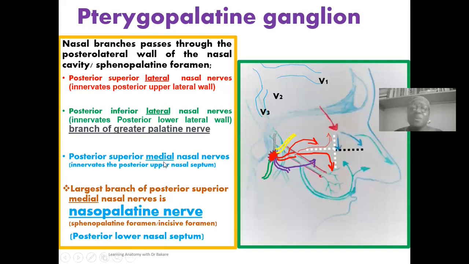So the posterior superior medial nasal nerve innervates the posterior superior part of the nasal septum, which is the upper region. The lower region will also be innervated by branches from the posterior superior medial nasal nerve. But it's going to be the largest of this group of nerves that will be collected and directed towards the lower part or the inferior part of the nasal septum, of course, at the posterior region. So this is how the innervation of the nasal septum is also being established. So you see that we've taken the lateral wall and also the nasal septum side by side, also establishing the different branches that are seen to innervate the specific regions.